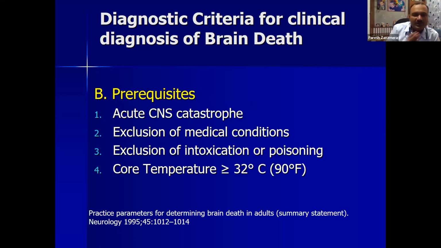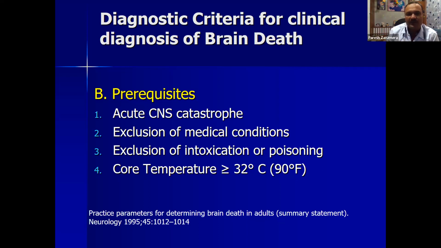But however, we should have certain prerequisites before we can jump on making the patient brain dead diagnosis. So what are those? The patient should have an acute catastrophic event, either in terms of acute CV stroke, that includes subarachnoid hemorrhage, or a massive intracranial space occupying lesion, or encephalitis, or any other condition in which there will be brain death. Then we have to exclude the medical conditions that I will come to later on.